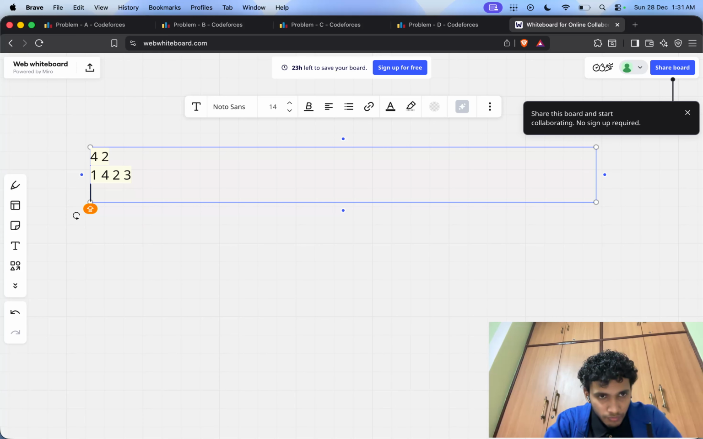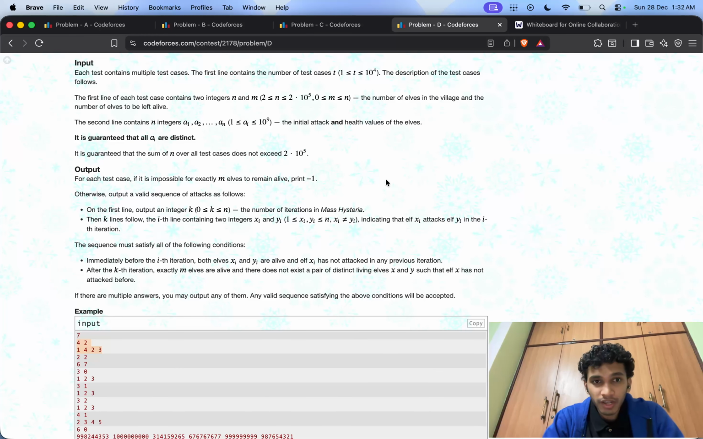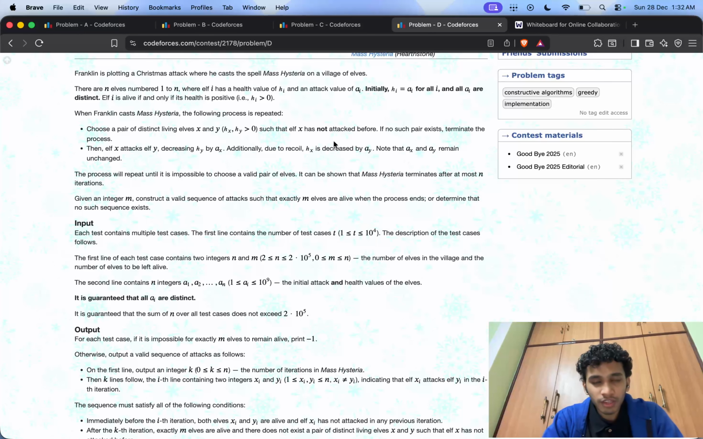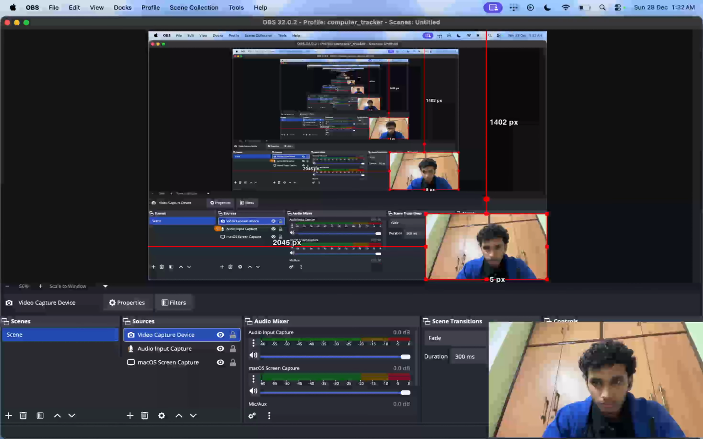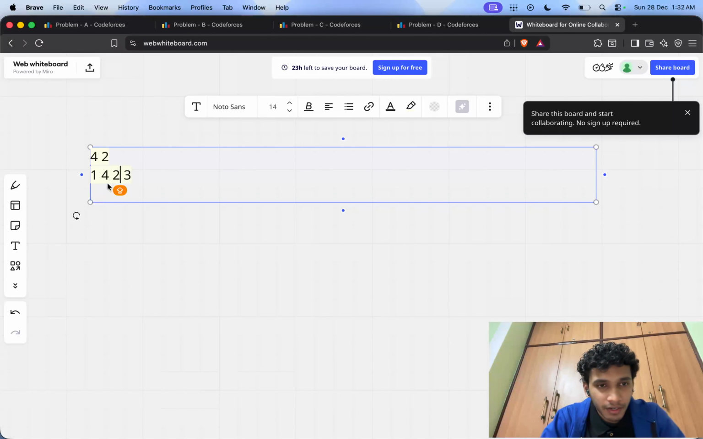Alright. Now we pick up a pair of elves such that one of the elements of the pair has not attacked before. Alright. He has not been chosen to attack. He can be chosen to have been attacked. That is, the second element chosen attacks that element, but that element does not attack the chosen element. Although he will give the recoil, which is equivalent to the attack value, but he does not attack right now.